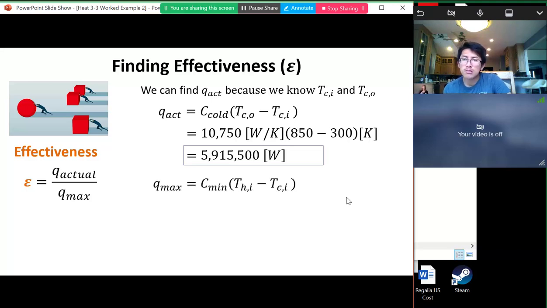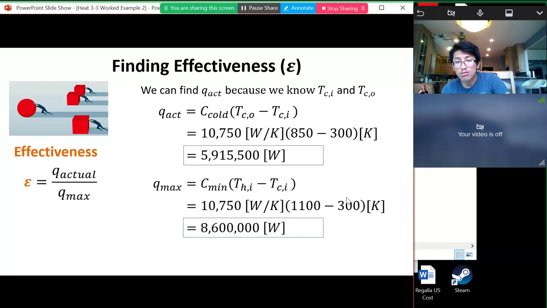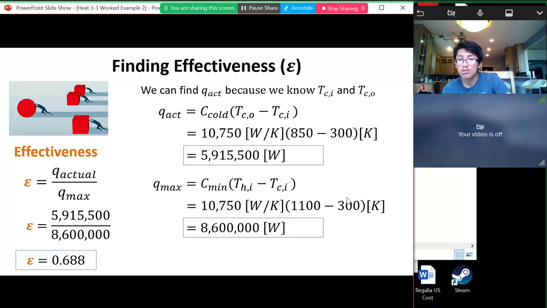Now my Q max, I have an equation for this. I take my C min, so that's the fluid that's going to change temperature more, and I multiply it by the biggest temperature difference I can find in my heat exchanger. So I take C min and multiply that by T hot in minus T cold in, which is the hottest temperature minus the coldest temperature. And if I do this, I see this number is bigger, right? And if I take these two numbers and divide them by each other, then I can find my effectiveness. My effectiveness for this heat exchanger is 0.69.